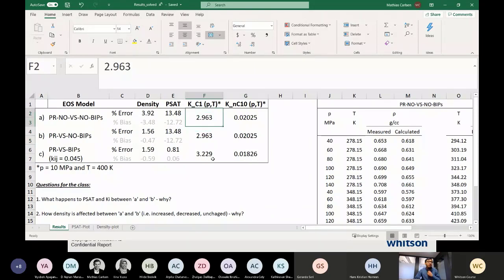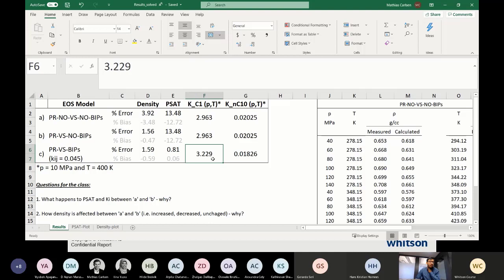So this is the K value of C1. This is the K value of normal decane without volume shift, and these are the K values with volume shift. No change in the binary interaction parameter, and you see they are exactly the same because the volume shift doesn't affect the phase behavior calculation. And in the third case, we have both volume shift and binary interaction parameters, and now the densities and the saturation pressure are greatly improved, from 13% to about 1%.